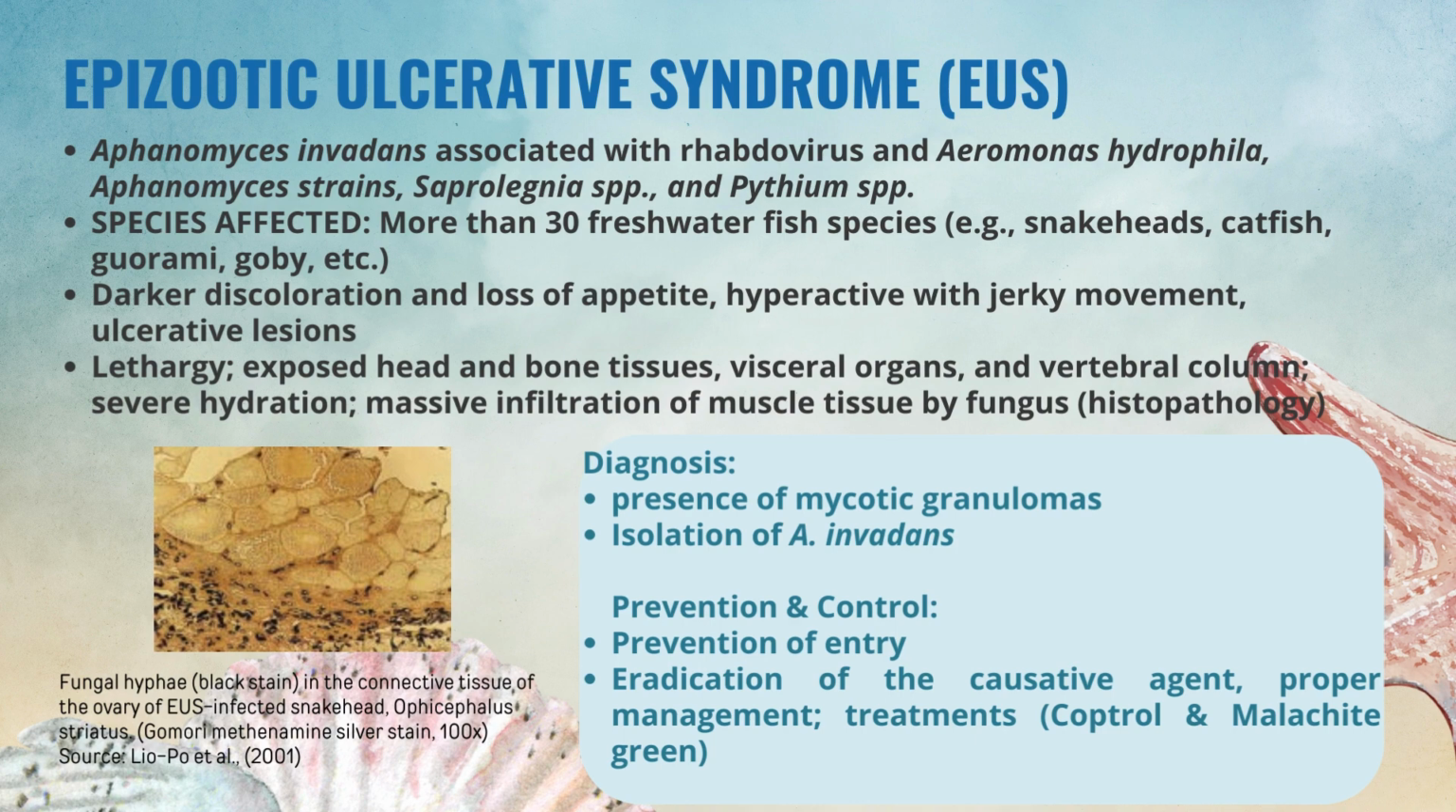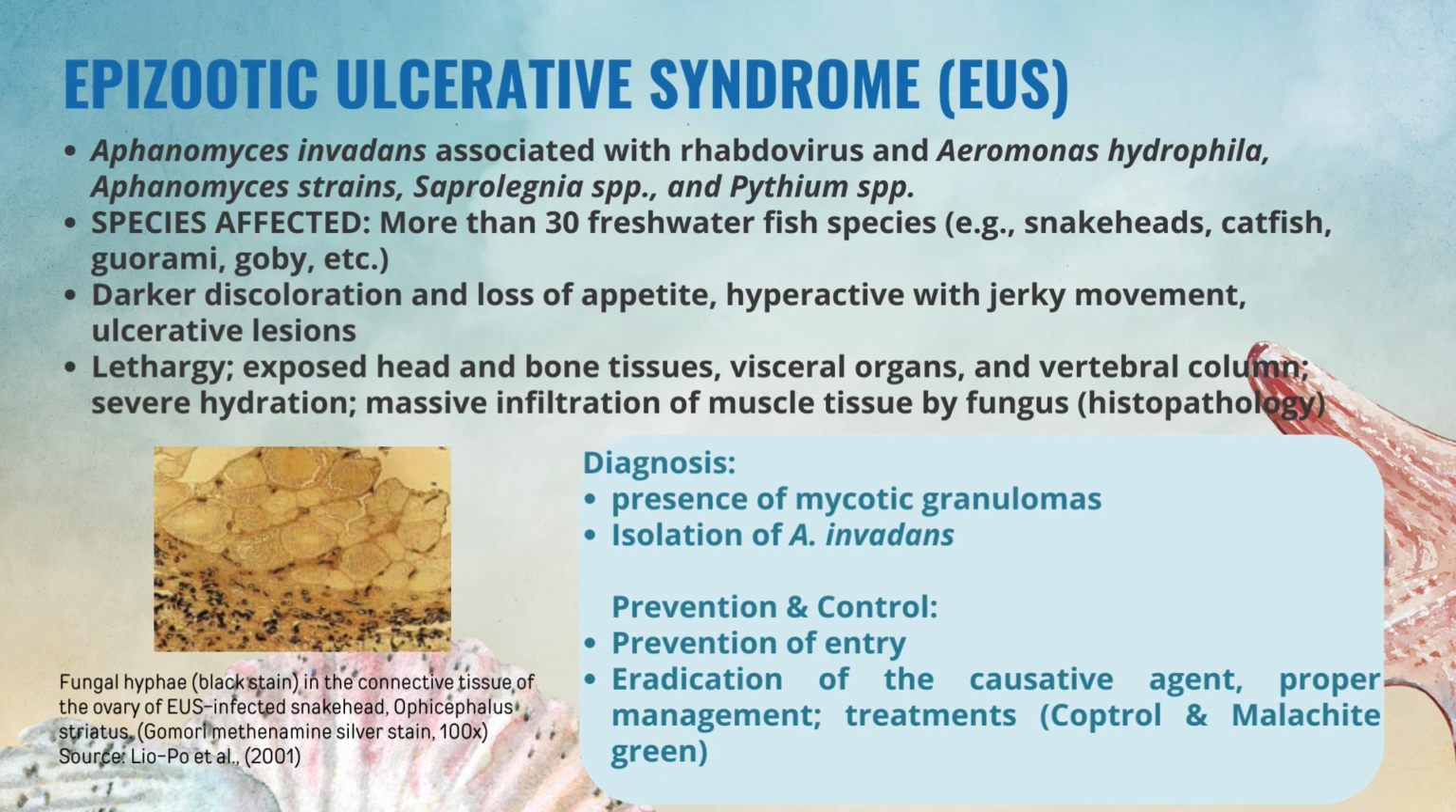Histopathologically, massive infiltration of the muscle tissues by the fungus, which is shown in the picture, accompanied by severe tissue necrosis and minimal inflammatory response can be observed. Fungal hyphae may reach the cranium, kidney, and spinal cord. Outbreaks occur at certain times of the year and normally after flooding followed by cool weather.